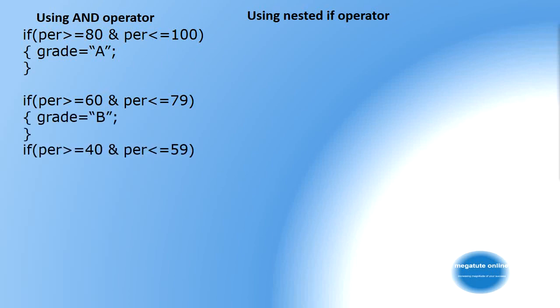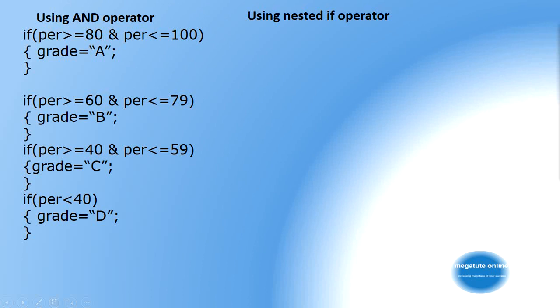Now, third range, if my percentage is more than 40 and percentage is less than 59, the grade is going to be C. All right, and if percentage is less than 40, my grade is going to be D. So this is the way I use the AND operator to solve this problem, where we give grading on the basis of percentage.